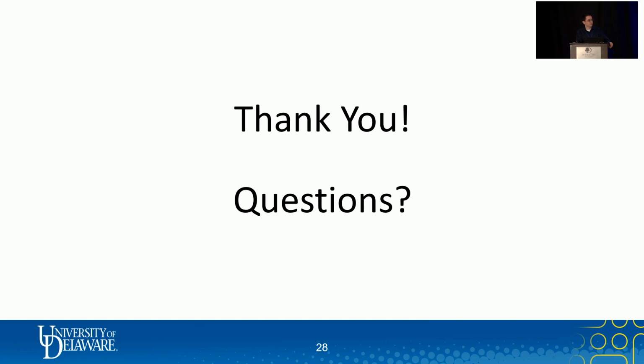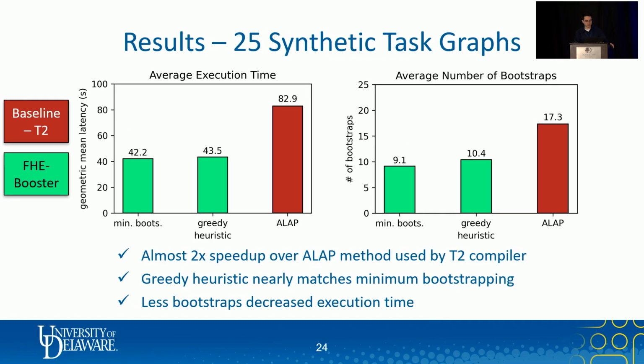So you say significantly improve. What are you talking about, 50%, 25% improvement by reducing the number of bootstraps? What's the fraction? So if we look at the results here, when we averaged out the execution time on our 25 test graphs, we were seeing almost a two times speed up. I think the number is actually closer to 1.9 or something like that. Okay, is this just for the bootstrap or is this for the full FHE? Right, so this is for the whole execution time of the programs that we were testing. So when we average them all out using the as late as possible method, it takes 82.9 seconds on average, whereas with the minimum bootstrapping set, it only takes 42.2 seconds. Thank you.